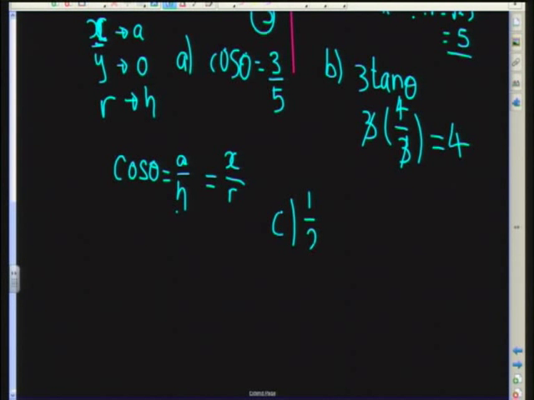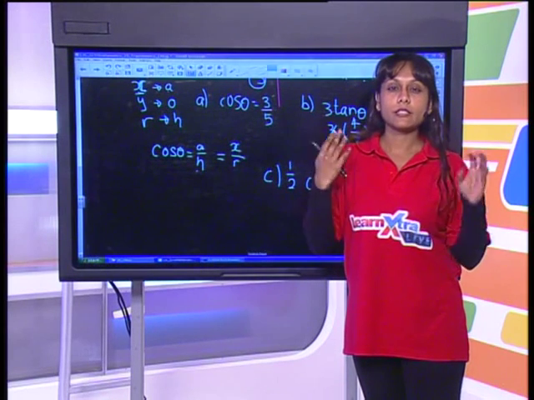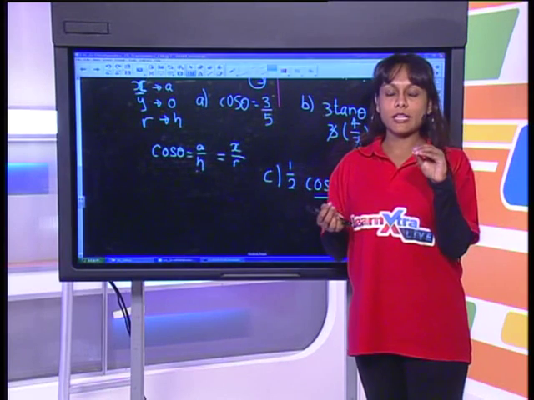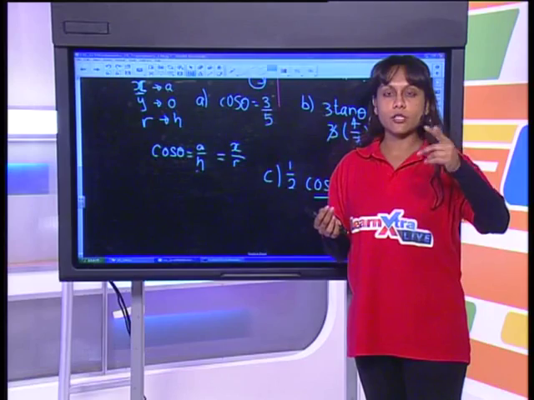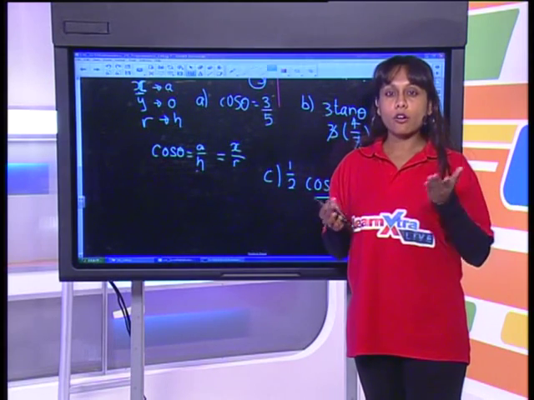So a half cosec theta. Here we've got the reciprocal ratio. Now you would have seen this before. Cosec is actually the reciprocal of sine. So sine of theta is y over r. So cosec is going to be the inverse of that. It's going to be r over y.